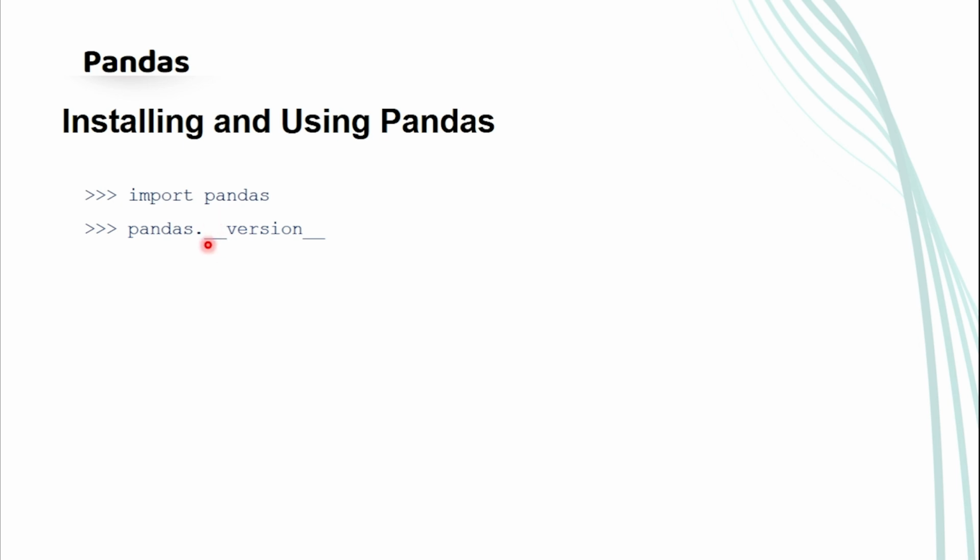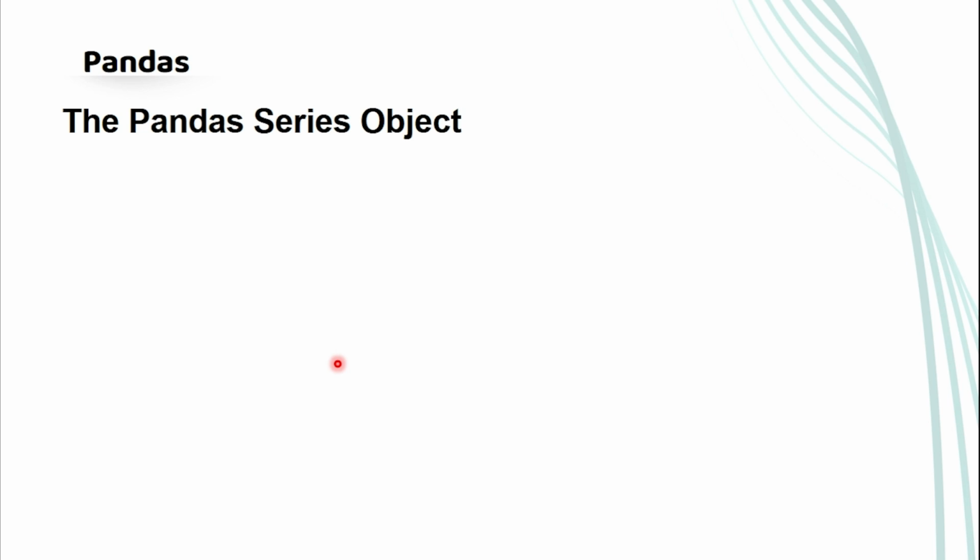When you have installed pandas, you can use this instruction to check the version of your pandas. Like NumPy, you can import pandas using an alias. You can use the instruction import pandas as pd, and then you can use any function in pandas with pd dot.